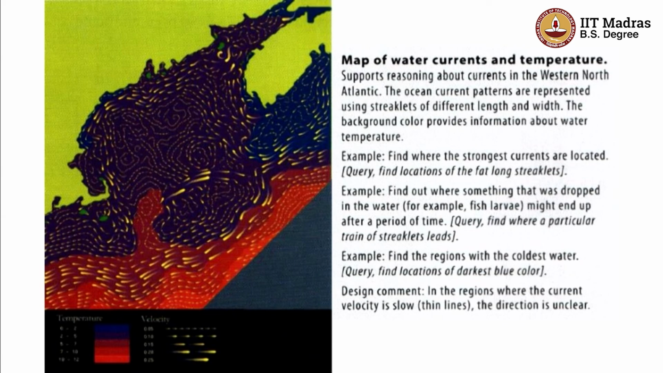Okay. So in the regions where the current velocity is low, thin lines, the direction is unclear. Okay. So this is a kind of critique on the solution, right? So when the width is higher, the direction is obvious, right? Because it has got a fat head and a thin tail, right? But if the current velocity is slow, then the width reduces, and so there is very little difference between the head and the tail, and therefore the directionality becomes unclear. Okay, so that is a point here that you'll have to figure out, right? So despite all this interesting encoding, it could potentially have problems such as this.